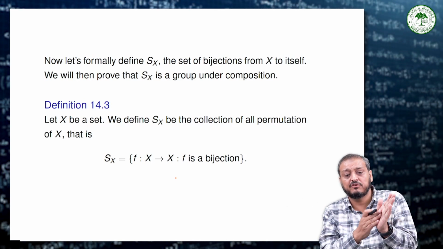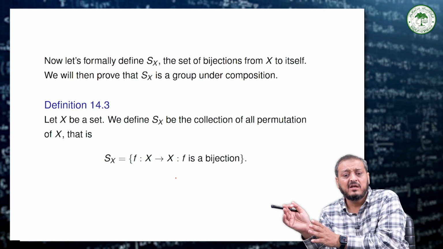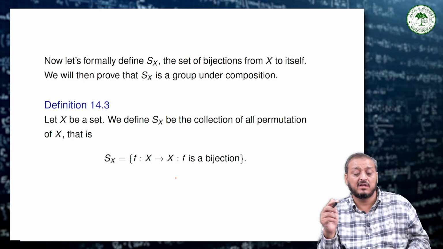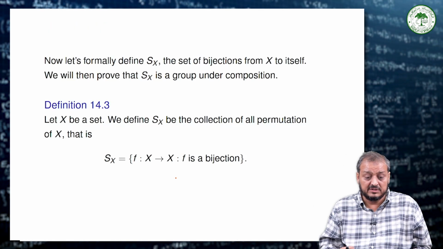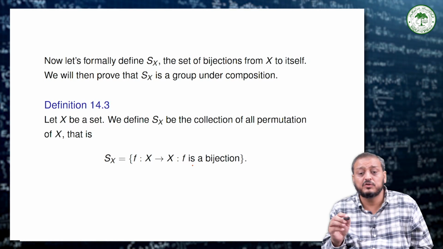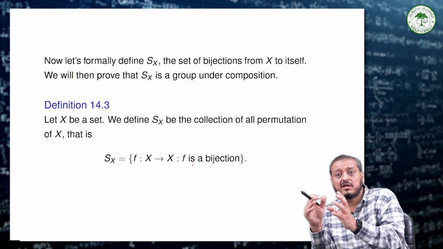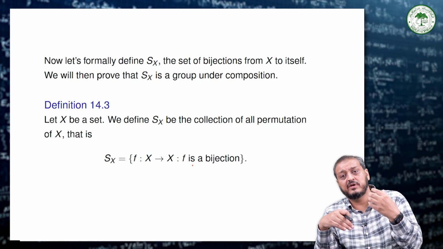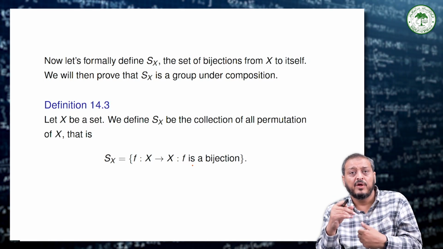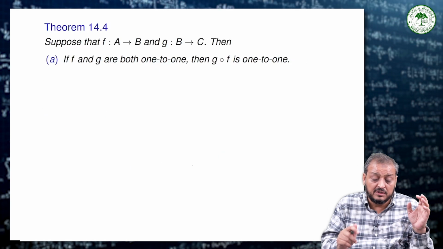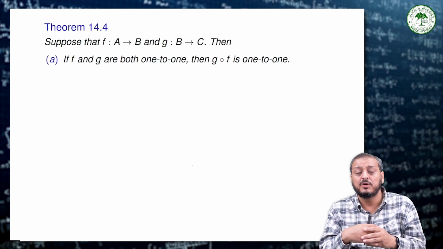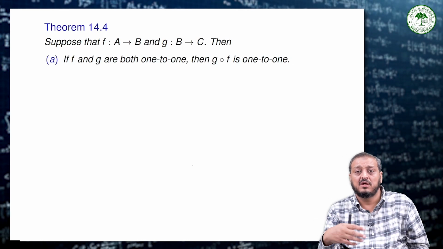That means X is any finite set, and Sx is the collection of all the bijective functions. Finally, we have to show that this Sx under the composition of functions satisfies all the properties of a group, and so forms a group under composition. First, we recall a very important theorem, which is very useful in the discussion of this permutation group.